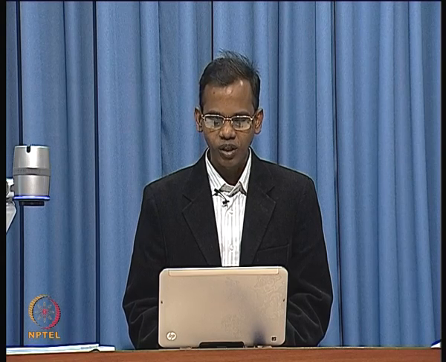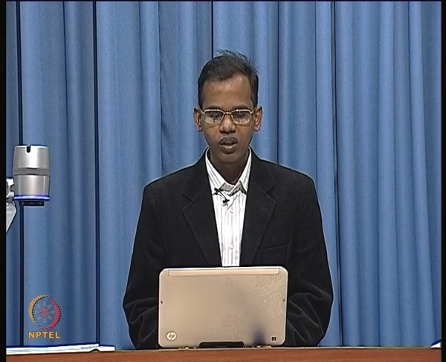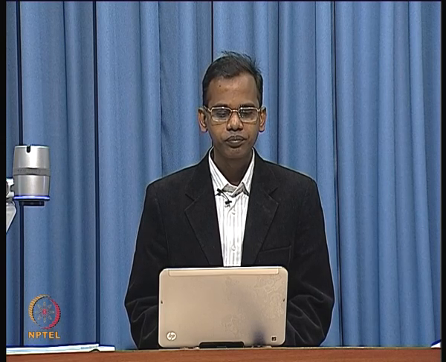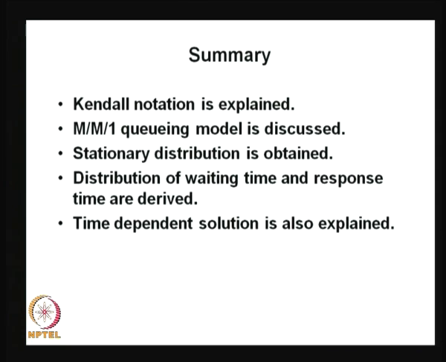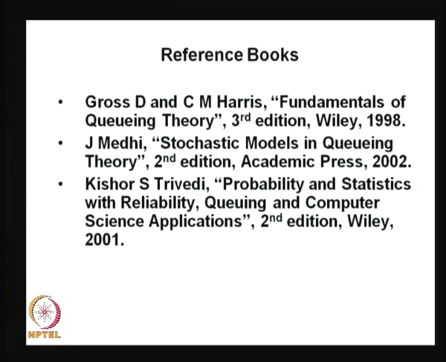With this let me complete the simulation. So, in the summary, we started with the Kendall notation, and the MM1Q is discussed. Stationary distribution, waiting time distribution, and response time distribution are discussed for the MM1Q, and also the time dependent solution, and I have given the simulation of MM1Q also. These are all the reference books.